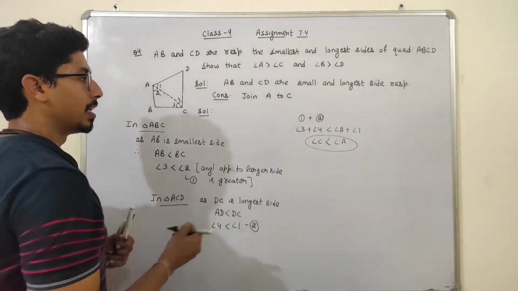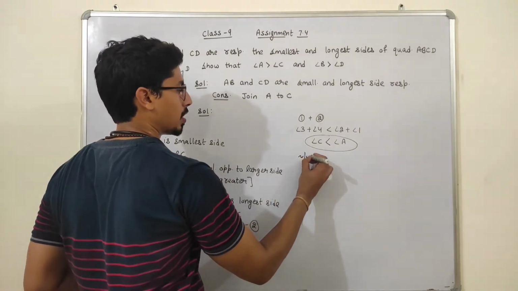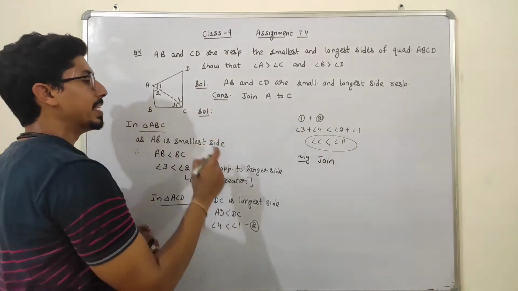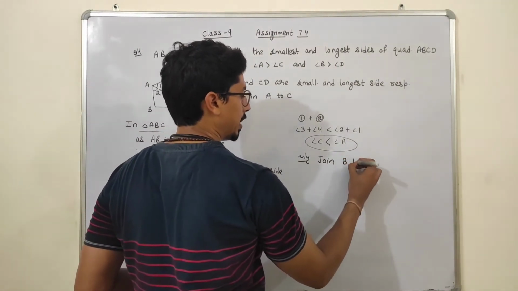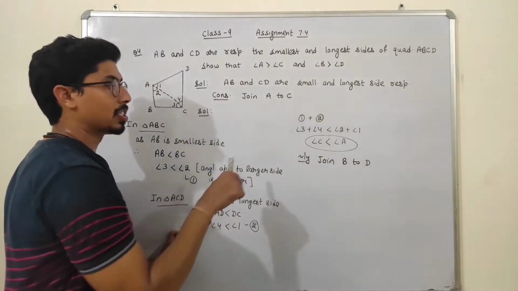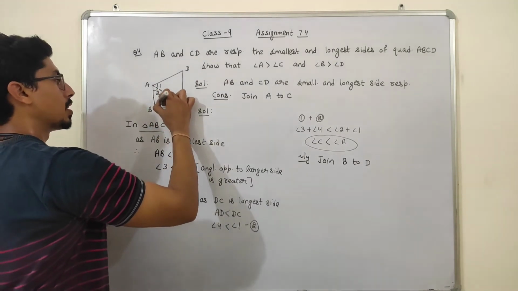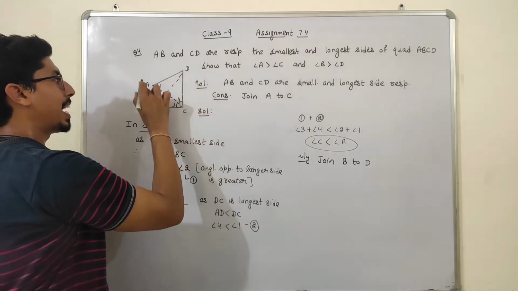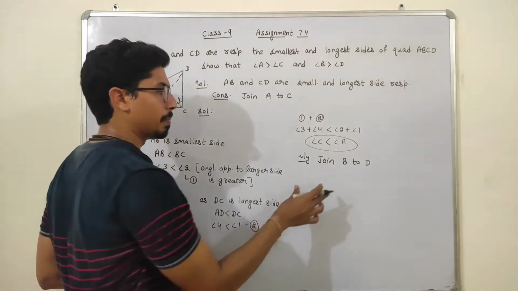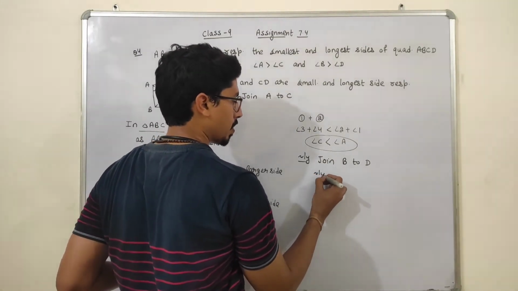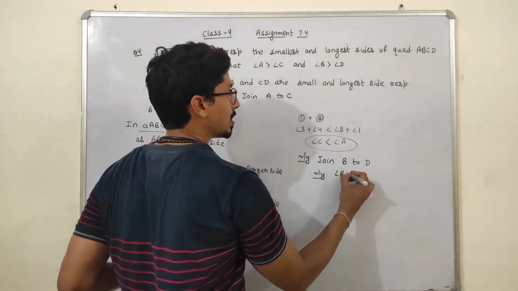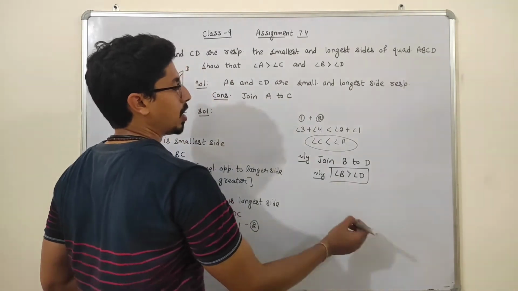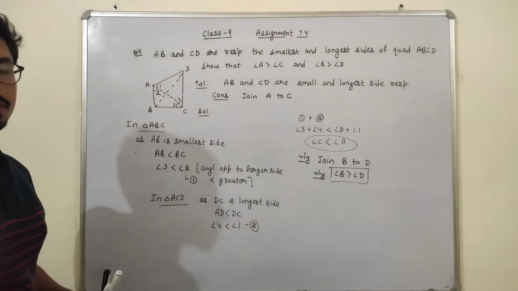Similarly, students, join B to D. Taking triangles BCD and ABD, I can say similarly that angle B is greater than angle D. So this is our required answer, students.